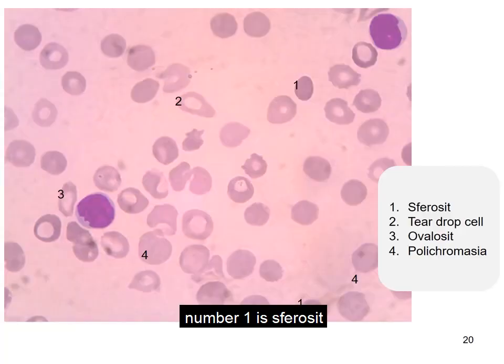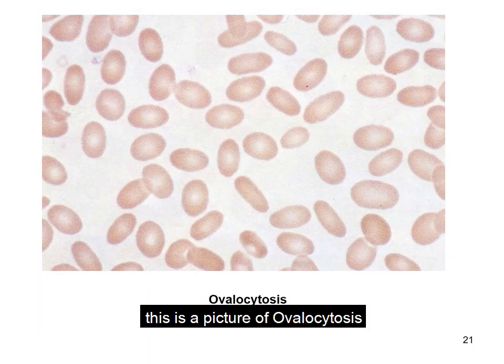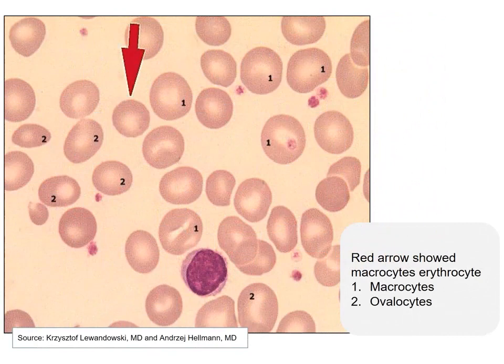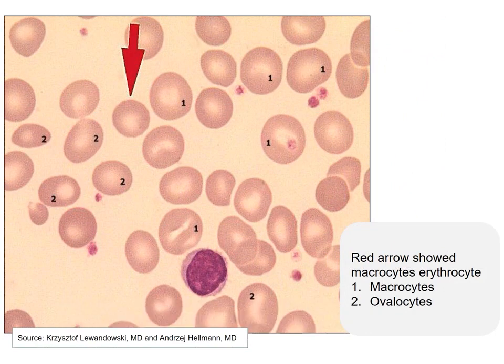Number 1 is a spherocyte. Number 2 is a teardrop cell. Number 3 is an ovalocyte. Number 4 is a polychromasia cell. This is a picture of ovalocytosis. In this picture, we can see macrocytes and ovalocytes.